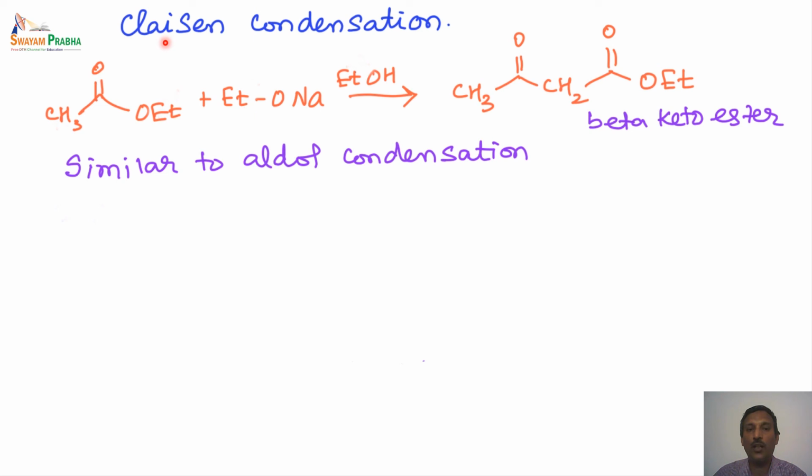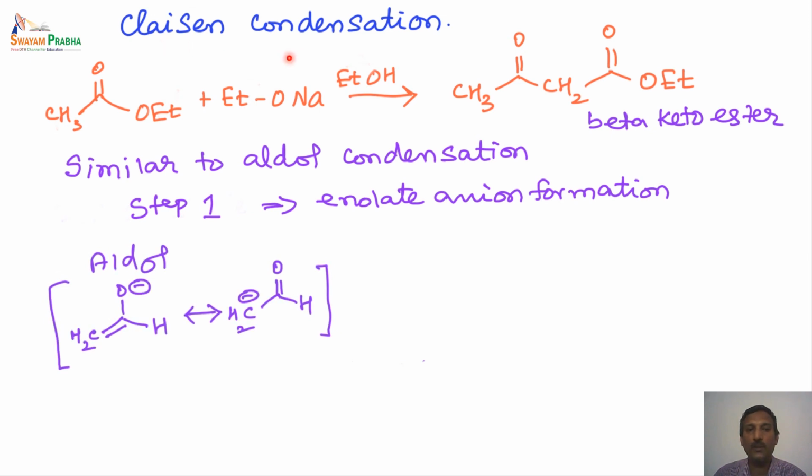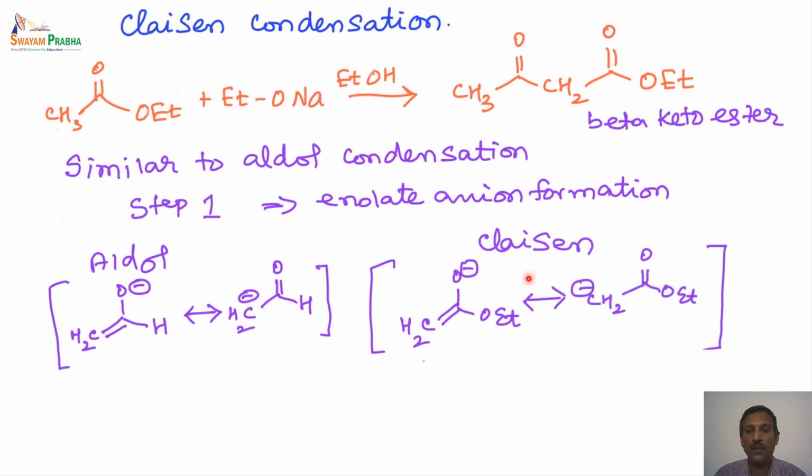This is very similar to the aldol condensation which we have studied for aldehydes and ketones. In both cases, the first step is the enolate formation. The enolate anion formation is the first step. In the case of aldols, resonance structures exist between the enolate and the carbanion. Similar to that, in the case of Claisen, we also have the enolate and the carbanion. The difference between these two is that in the case of aldol we have a proton here, in the case of Claisen we have an OEt group here. This is the only difference between these two reactions. Otherwise the mechanism and other steps are very similar.